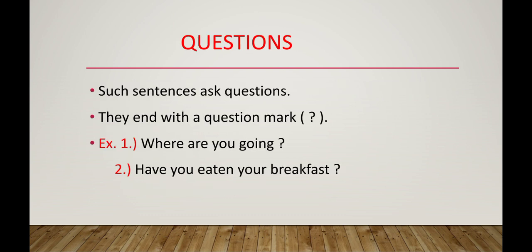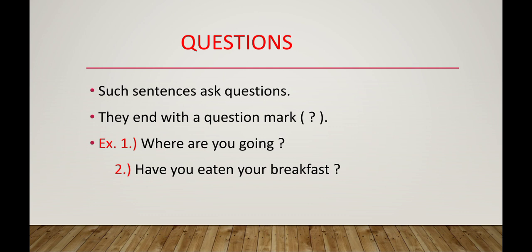Second one is question sentences. Very easy to identify question sentences because there is a question mark at the end. Such sentences ask questions. They end with a question mark. For example, where are you going? This is a question. Someone is asking some other person where are you going. This is a question sentence and there is a question mark at the end of the sentence. Have you eaten your breakfast? This is again a question and it ends with a question mark.